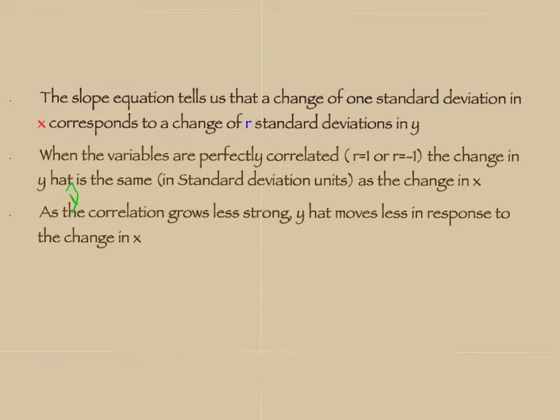Now, as the correlation grows less strong, as the values of r get further and further away from 1 and negative 1, y hat moves less in response to change in x. Well, what does that mean? That means if our two variables are not that strongly related in a linear way, then when x changes, y progressively responds less to that change in x.